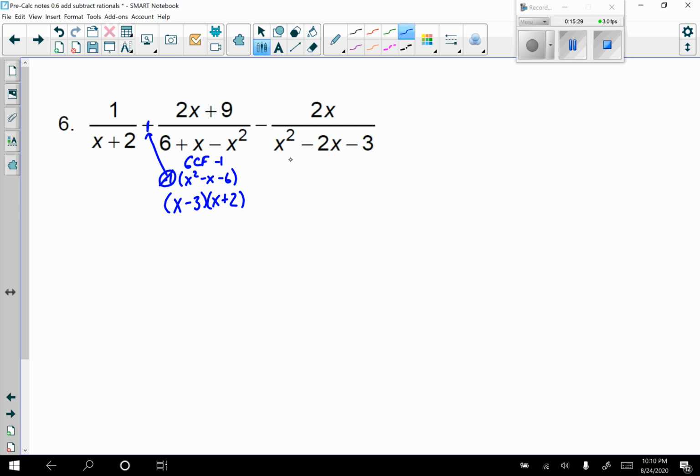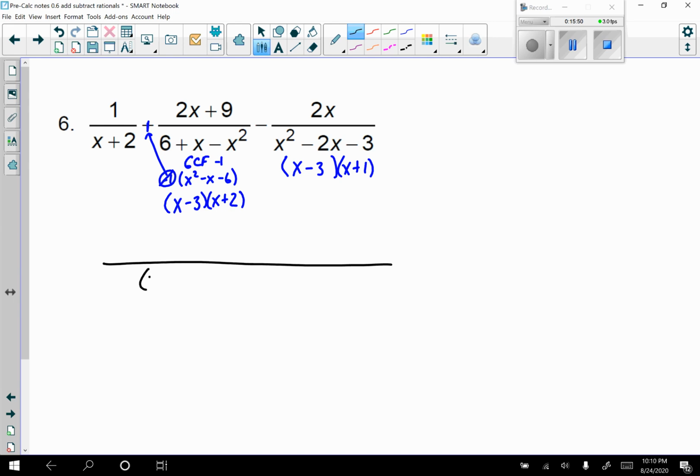All right, the third one a little bit nicer. We're going to have to keep this minus because we have a positive x squared, and that one factors into x minus 3 and x plus 1. So let's look at the pieces that each one has, and we can build this full denominator first.